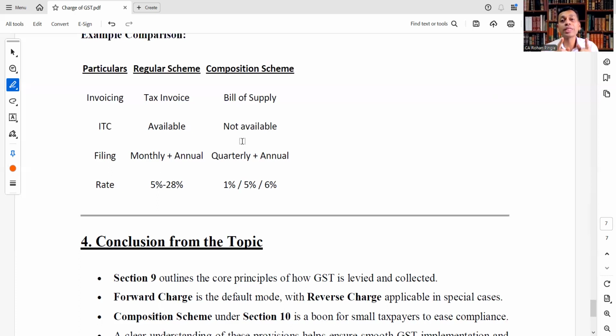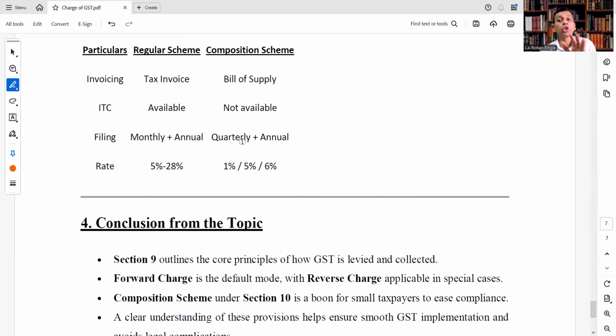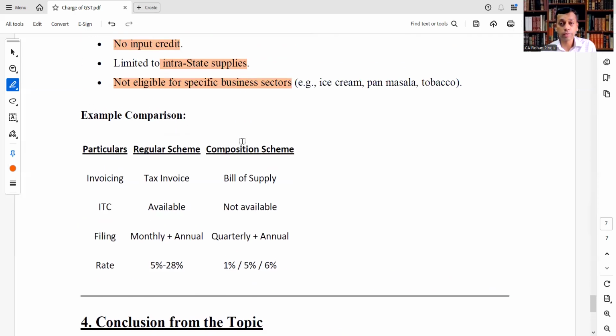Invoicing: regular scheme, tax invoice; composition scheme, bill of supply. ITC is available under the regular scheme; under the composition scheme, ITC is not available. Filing under the regular scheme is monthly plus annual, whereas in the composition scheme filing will be quarterly plus annual. And the rate of tax in the regular scheme varies from 5 to 28%, whereas in the composition scheme it is 1%, 5%, or 6%. So that's it for today on section 10.